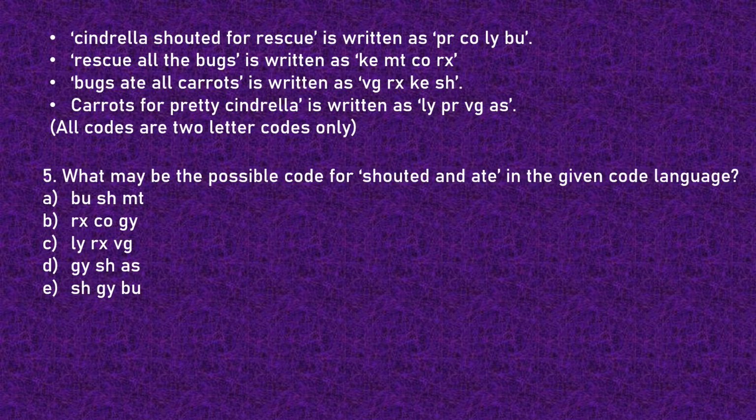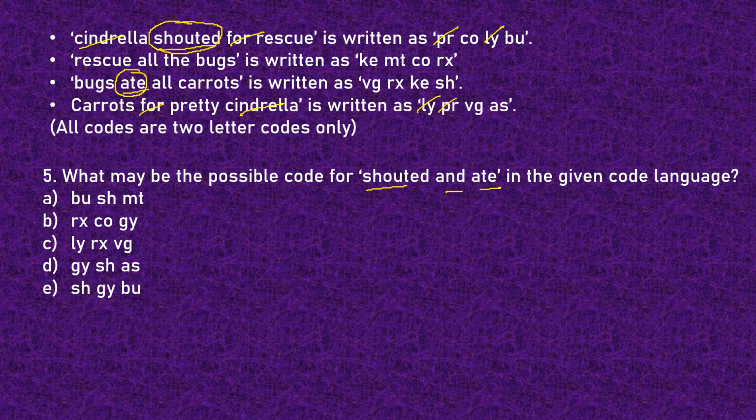So in the last part of this question, we are expected to find the possible code for "shouted" and "ate". So first of all, let us locate these words in the codes that are given to us. We have shouted here. I cannot see "and" anywhere, so we can just skip over it, and "ate" is present here. So first of all, we need to find out what is the code for shouted and what is the code for ate. Again, we'll be cancelling out the terms "Cinderella" and "for". We have been doing it since the first question. So what is common here? PR and LY, they go. So we are just left with two terms here, that is CO and BU.